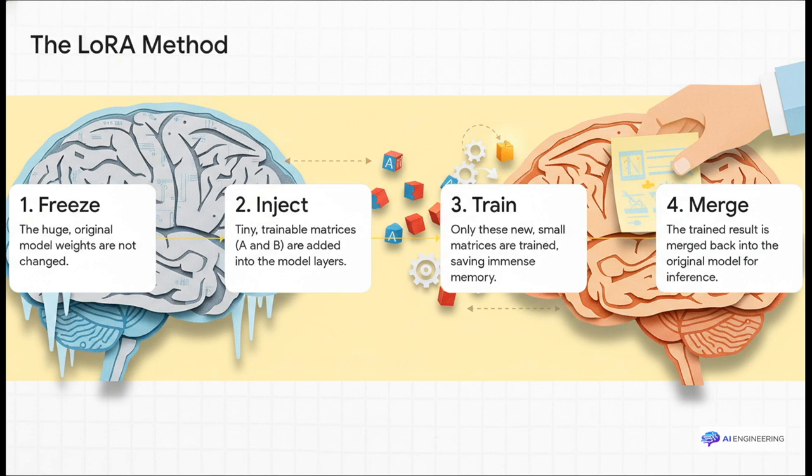It's so clever. Instead of trying to change all the billions of original weights in the model, you just freeze them. Don't touch them. Then you inject these tiny little pairs of new, trainable matrices into the model's layers. So you're only training these teeny tiny new pieces, which takes up a fraction of the memory. The best analogy is this: you're not rewriting the entire textbook, you're just adding a few highly efficient sticky notes. Then you merge it all together.